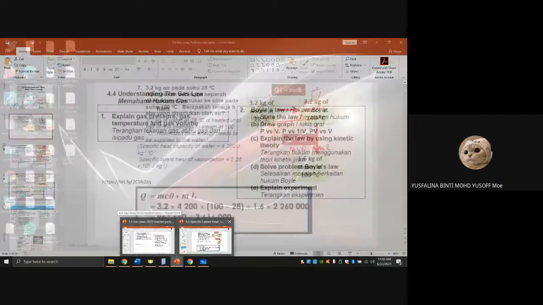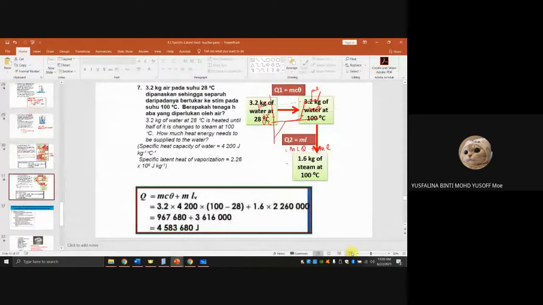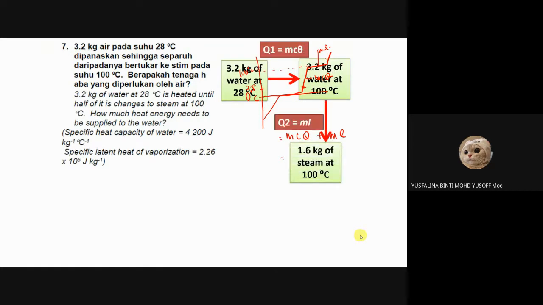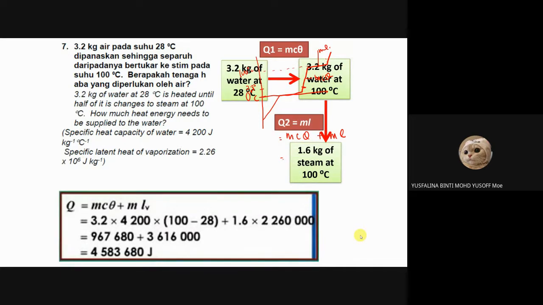No, you already calculated this one. So this is the answer. Did you get the answer for this one? Why 1.6? Because here it says only half of it.